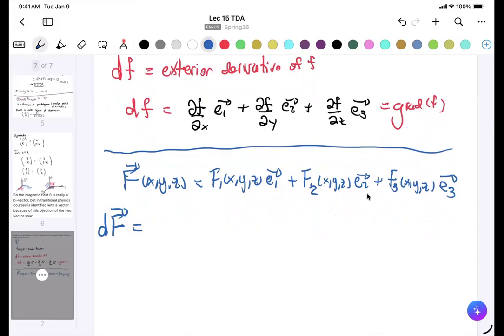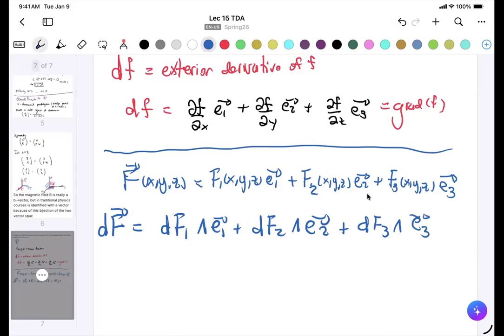F1, F2, F3 just refer to the first, second, and third components of the force. I'm using uppercase F because I'm thinking of it as a force field. But the idea is that the exterior derivative is defined almost as if this were distributive. You just apply d to every single one of them. So you do d of F1 wedge E1 plus d of F2 wedge E2 plus d of F3 wedge E3. That's the magic.